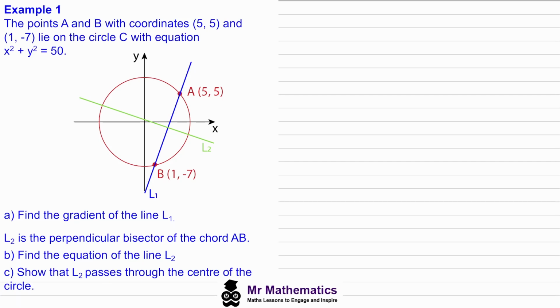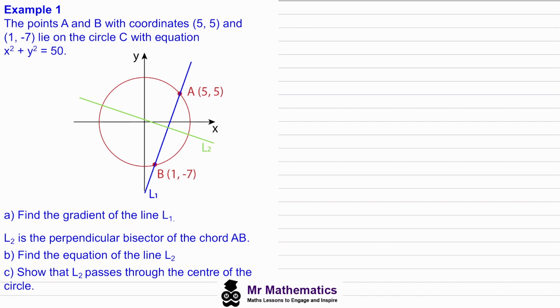Everybody. So in this video, we're going to look at circles and chords. So in example 1, we're told that the points A and B, with coordinates (5, 5) for point A and (1, -7) for point B, lie on the circle with equation x squared plus y squared equals 50. That's this circle here.